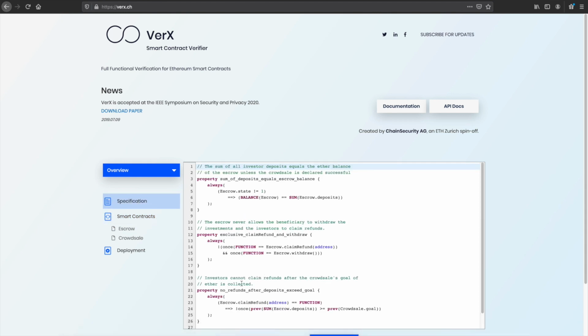So, for example, here we can see a specification that in English reads as: investors cannot claim refunds after the crowd sale's goal of either is collected. It has this specification in the VerX specification language.